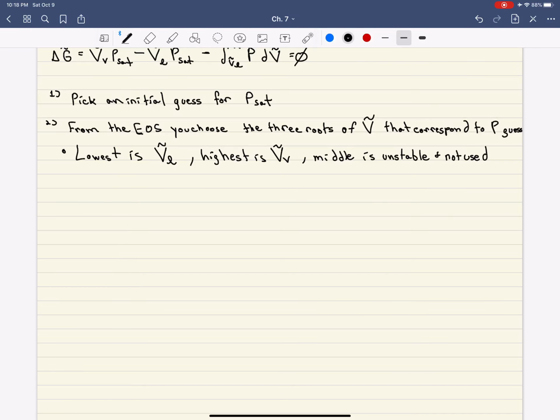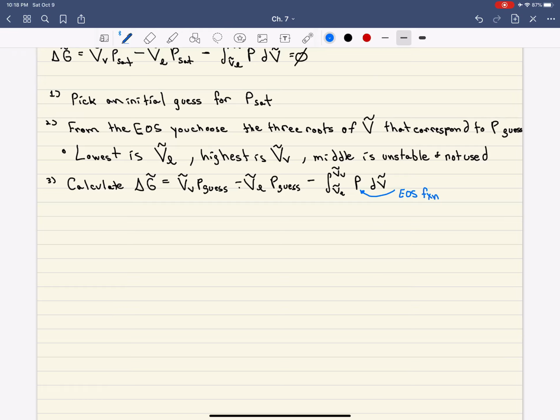Once you have VL and VV, you then go and plug them in to that delta G equation. VV P guess minus VL P guess minus the integral from VL to VV of P dV. And the reason I write P there rather than P guess is because here, where you're going to plug in is your actual entire equation of state. And you're going to have to actually integrate that with respect to volume.